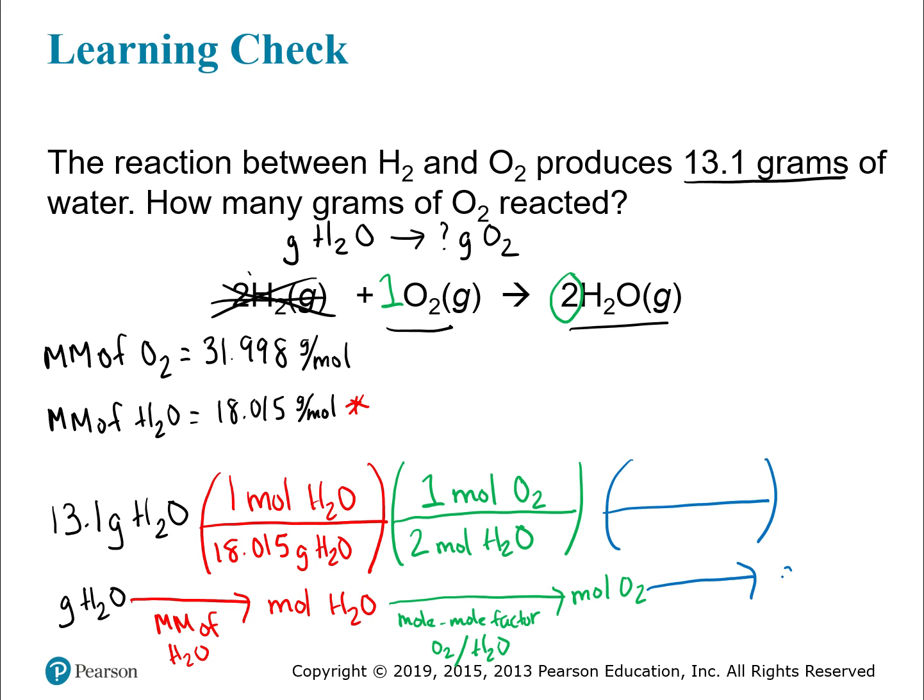The final piece is to take the moles of oxygen gas and use the molar mass of oxygen gas to figure out the number of grams. This time the grams go in the top because that's what we want to be left with at the end. And we cancel out the moles of oxygen gas.